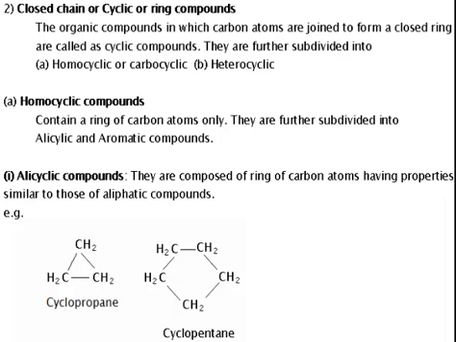Homocyclic compounds. Homocyclic compounds contain a ring of carbon atoms only. They are further subdivided into alicyclic and aromatic. Alicyclic compounds are composed of a ring of carbon atoms having properties similar to those of aliphatic compounds. For example, cyclopropane and cyclopentane.